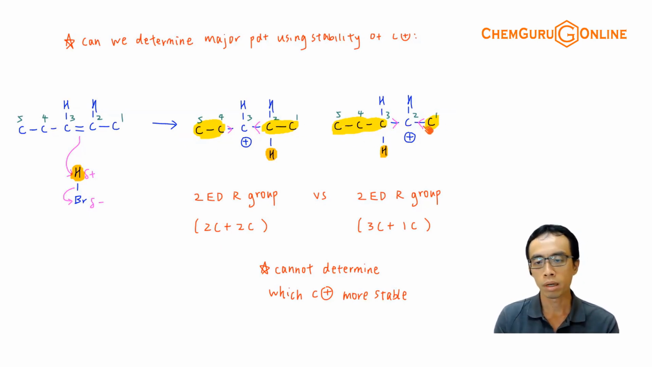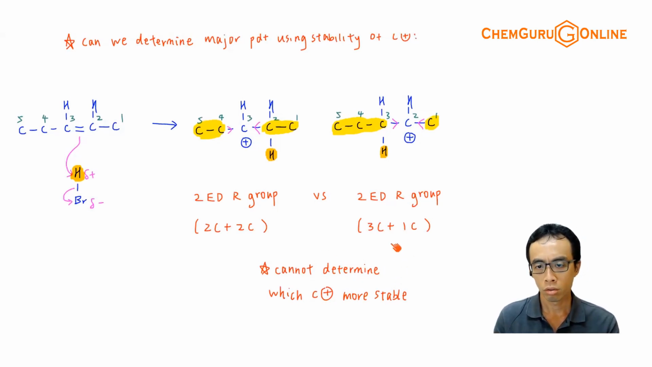But if I compare this methyl group versus this ethyl group, this ethyl group is more donating than this methyl group. So you notice it's actually very, very difficult if I have a more donating group with a less donating group versus two okay donating groups. So how do I know overall which one is better, which one is worse? It's very, very difficult for us to determine which one is more stable.